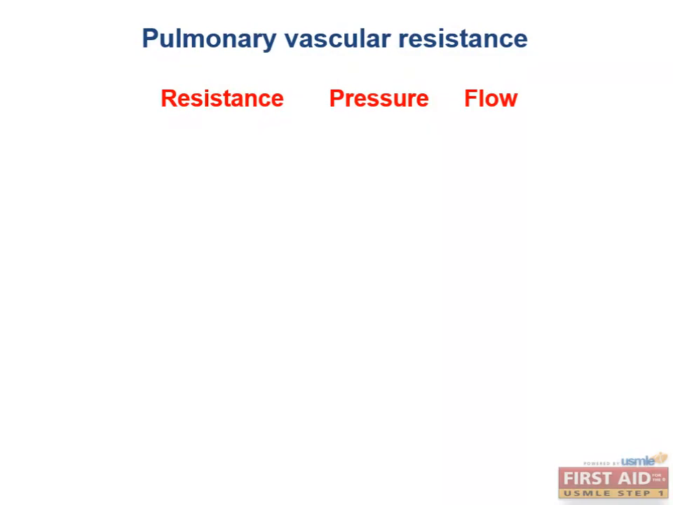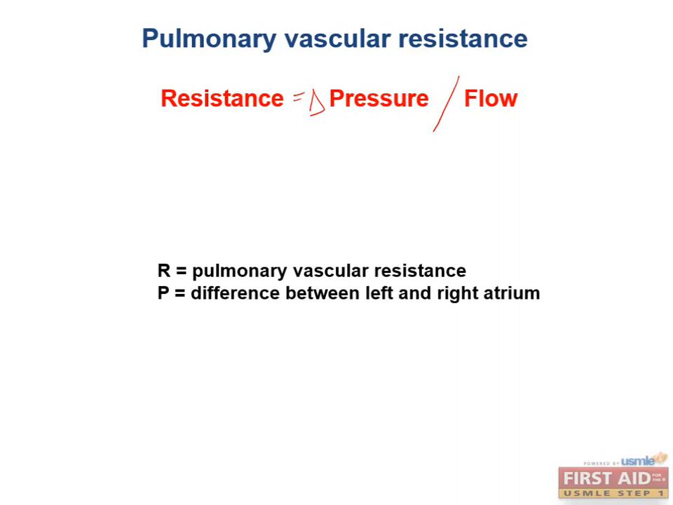Resistance equals the pressure gradient divided by the flow. In this case, R is the pulmonary vascular resistance. The pressure gradient, or delta P, is the difference in pressure between the pulmonary artery and the left atrium, and Q, or flow, is the cardiac output.